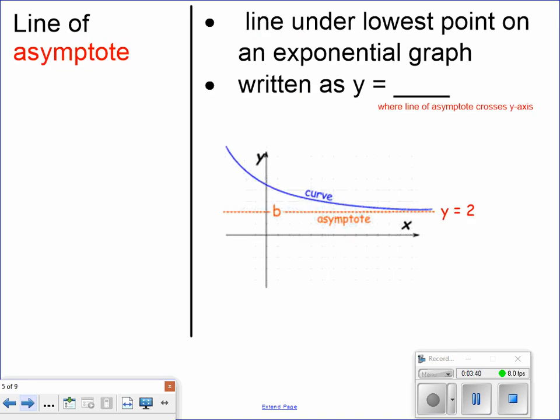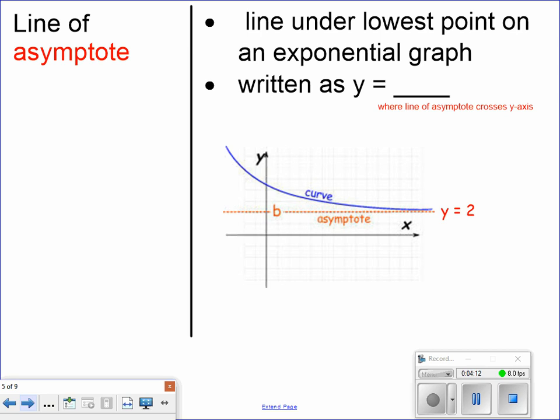We're talking about line of asymptote. Lines of asymptote are unique to exponential graphs. So you won't have a line of asymptote with linear, and you won't have a line of asymptote with quadratic, but you will have a line of asymptote when we talk about exponential. Your line of asymptote for exponentials is also known as a horizontal asymptote. This is the line that goes under the lowest point of your exponential graph, and it's going to be written as a y equals.